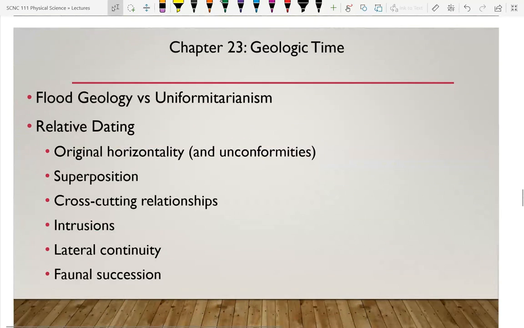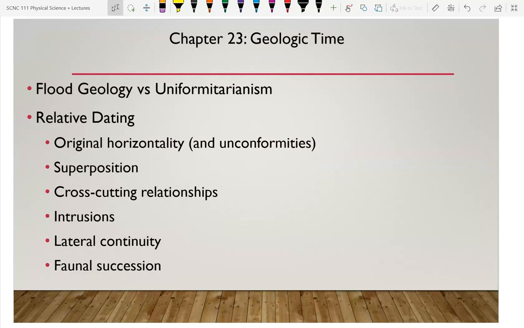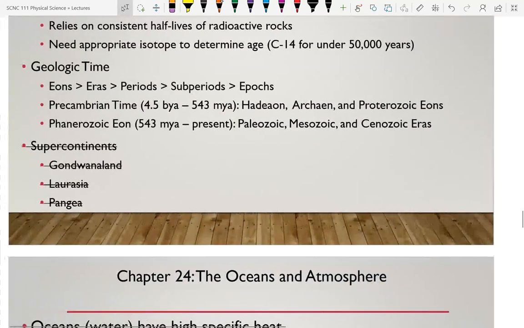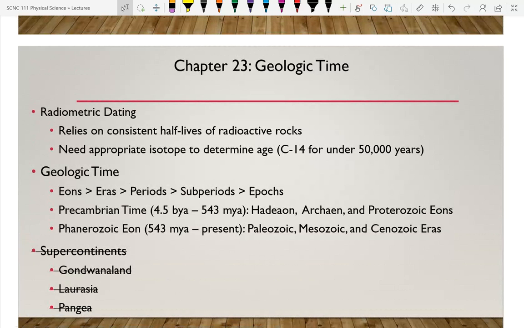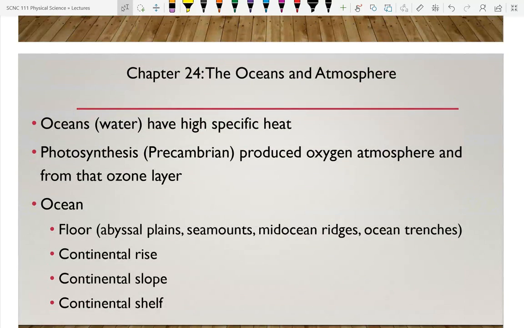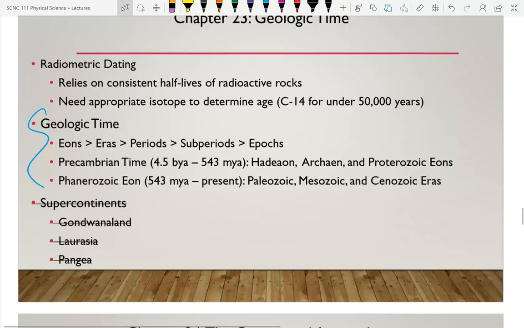And then we don't have time to talk about chapter 23, but that's okay because this here we talked about in class on Monday, and then this, well, actually the radiometric dating we talked about a long time ago, but we talked about this stuff today, and that's the end. We're not going to talk about chapter 24 or beyond.